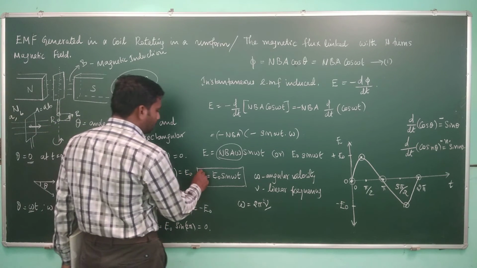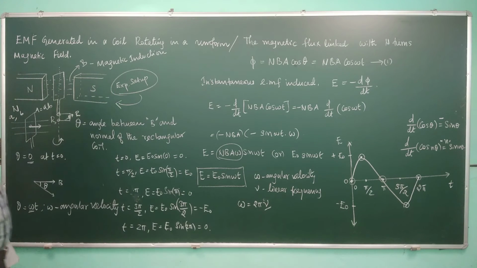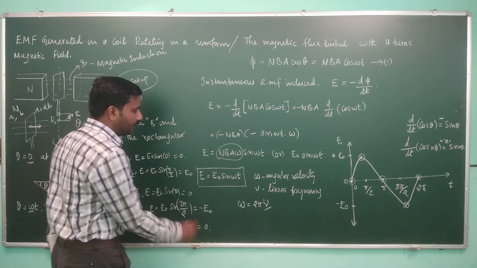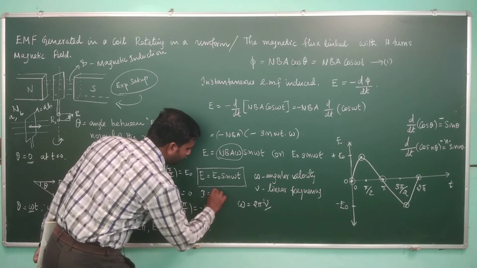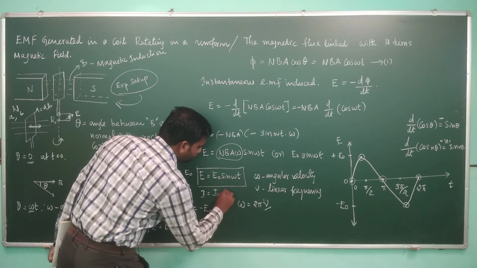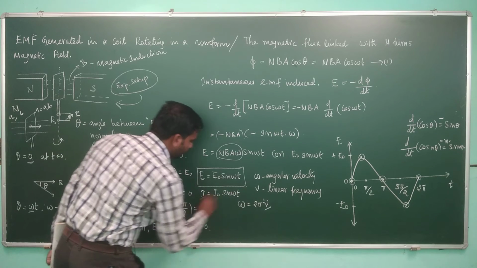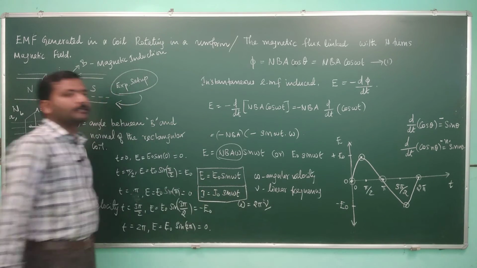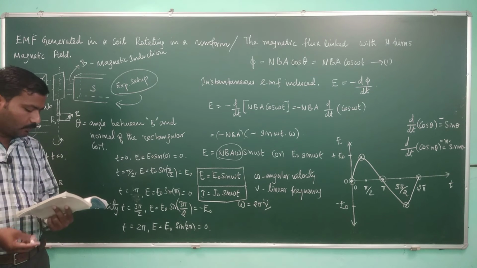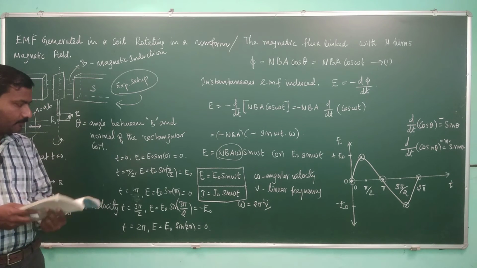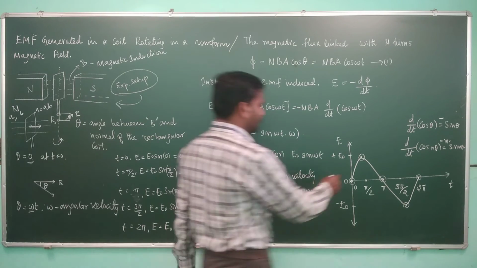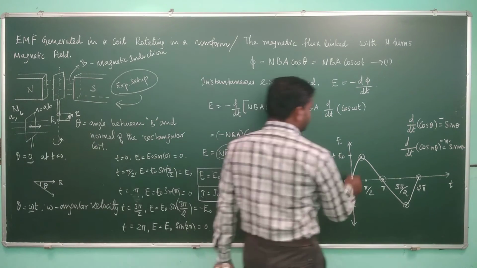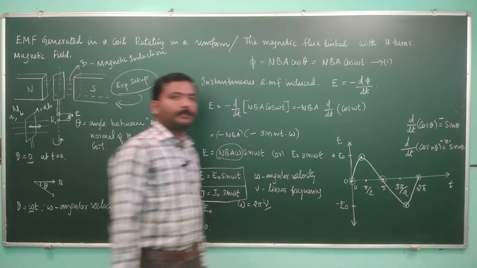The expression for the EMF generated in a coil rotating in a uniform magnetic field is E equal to E naught sin omega t. The corresponding current would be I equal to I naught sin omega t. This is the alternating voltage and this is the alternating current. So there is a change in voltage, it is ever changing, but this is a cycle which is repeating.